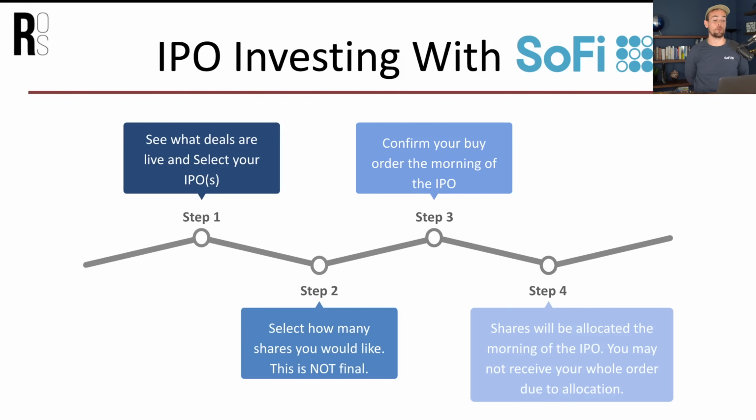Step number three, you're going to confirm your buy order the morning of the IPO. So you're going to want to mark it on your calendar or set a notification in the app. And then step number four, shares will be allocated the morning of the IPO, and you may not receive your whole order due to allocation. So hopefully you get part of it. Maybe you do get all of it, but it all depends on the demand.